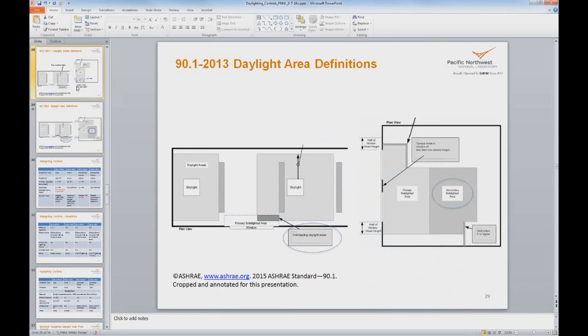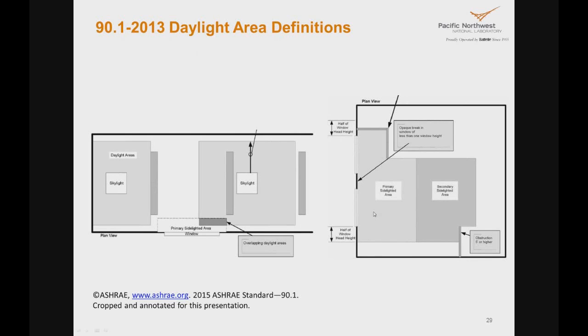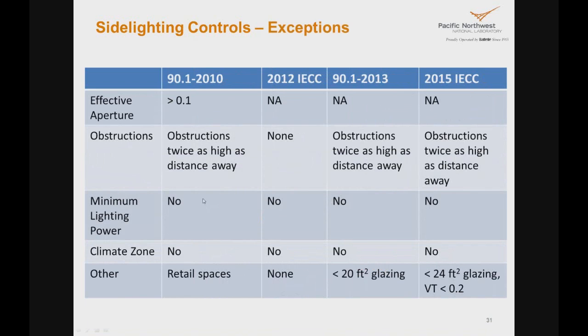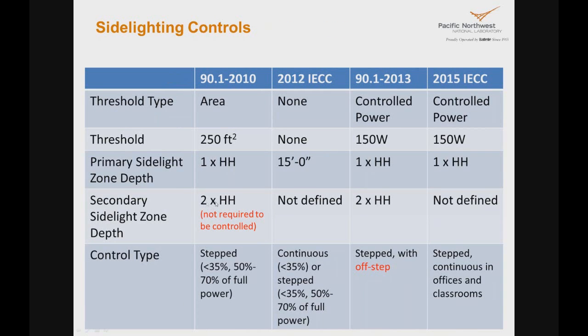So let's see. Why do I have that graph here? Yeah, that's right. This one. So yes, you can say that it is a misnomer. The secondary side lighted area does not start until the end of the primary side lighted area. So it is 1 times the head height, but it starts at the end of the primary side lighted area. In my slides where I say twice the head height, I could change this to say it is 1 times the head height beginning at the end of the primary side lighted area. So yes, that is true.